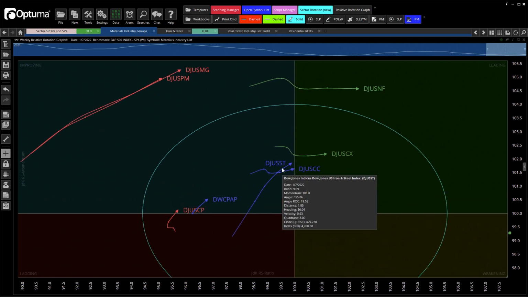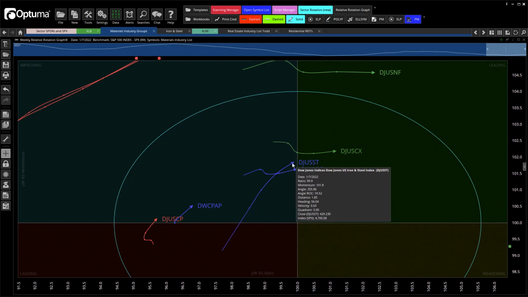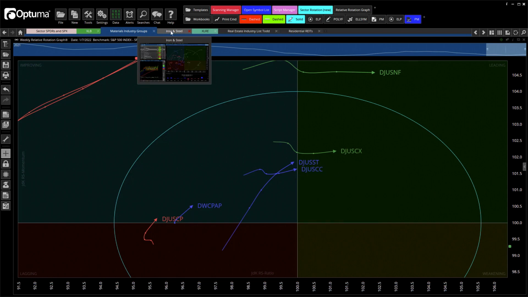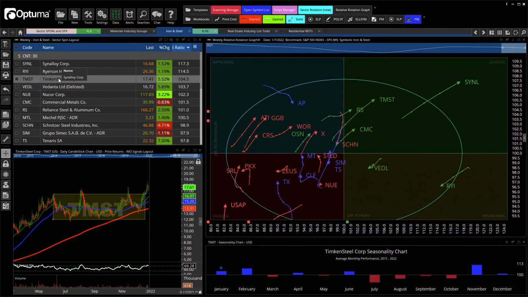Now the iron and steel is this blue one here, and I told you I like seeing those blue northeasterly vectors because that tells me that the general trend inside this particular sector or industry group is gaining relative strength and momentum simultaneously, and it's approaching this leading quadrant. So I'm going to focus on this iron and steel index, and then we can go pull all the stocks that are listed in there. There's about 30, I think, in this list that I have here. Let me pull that down. I'll just pop that up.